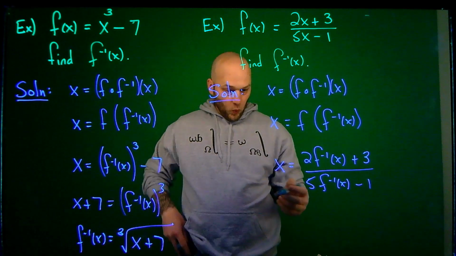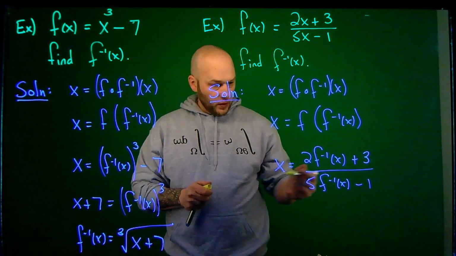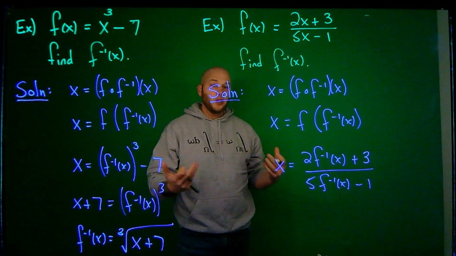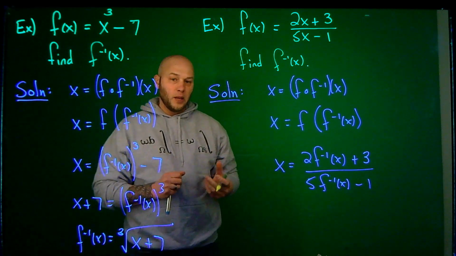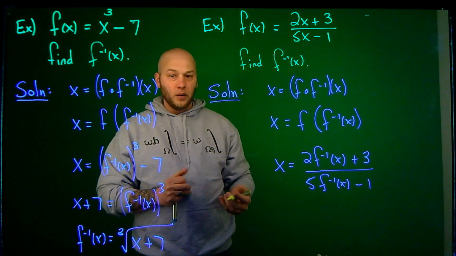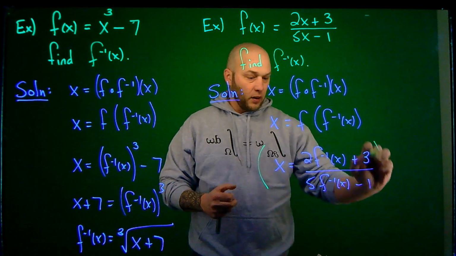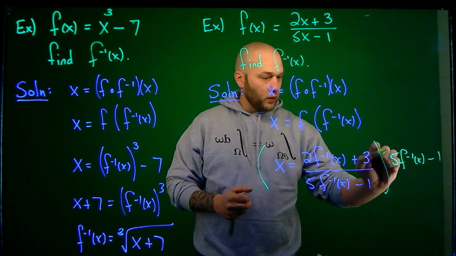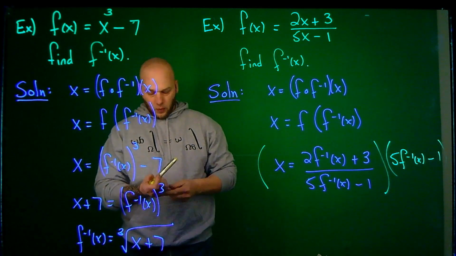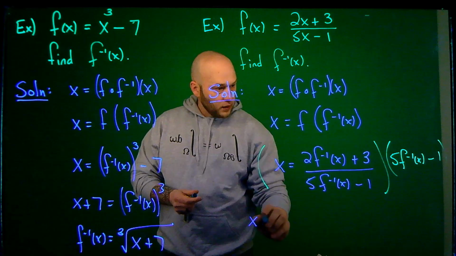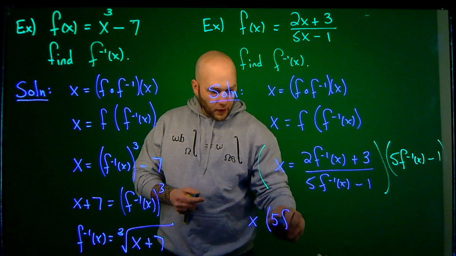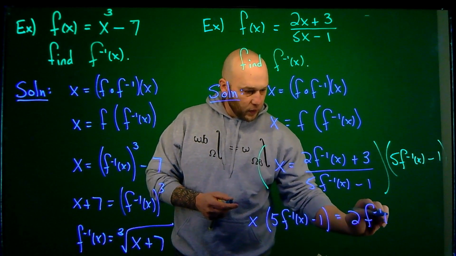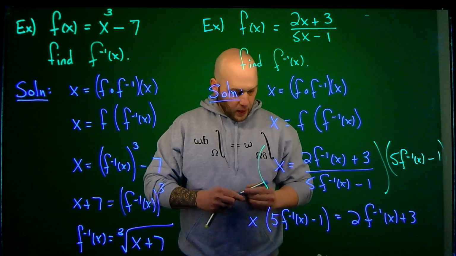All right. Well, one thing that I'm going to do to start this, notice I've got f inverse appearing in both the numerator and the denominator. I have to group together the inverse terms. In order to do that, I want to get it out of the denominator, so let's go ahead and eliminate the entire denominator. That means I'm going to multiply both sides by the expression 5 f inverse minus 1. Okay, so multiply both sides by that expression. And what that would give me is x times 5 f inverse minus 1 equals twice f inverse plus 3. And I'm going to go ahead and clean up the other side.